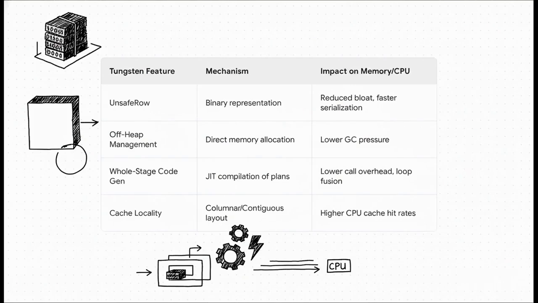And Tungsten pulls this off through several key features. UnsafeRow gives us that compact binary format. Off-heap management lets Spark store this data outside the JVM heap, which means we avoid those pesky garbage collection pauses. Whole-stage code generation actually compiles entire query plans into optimized bytecode on the fly, getting rid of tons of virtual function calls. And finally, it uses cache-aware algorithms to make sure data fits neatly within modern CPU caches, which minimizes those expensive trips to main memory.